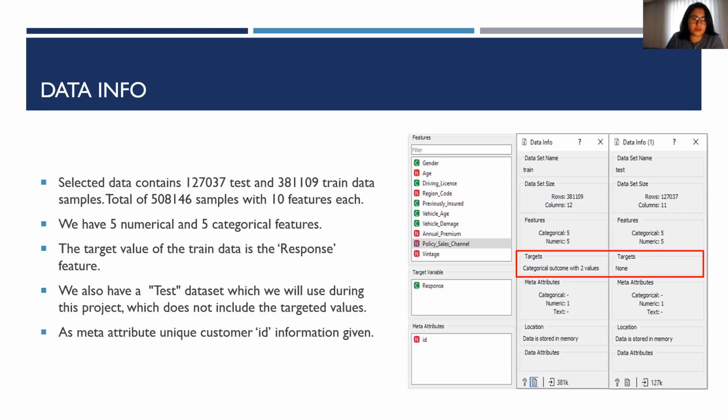We have 5 numerical and 5 categorical features. The target value of the data is the response feature. As a footnote, the test data only includes customers who are not interested in buying insurance. As a meta attribute, a unique customer ID is given.